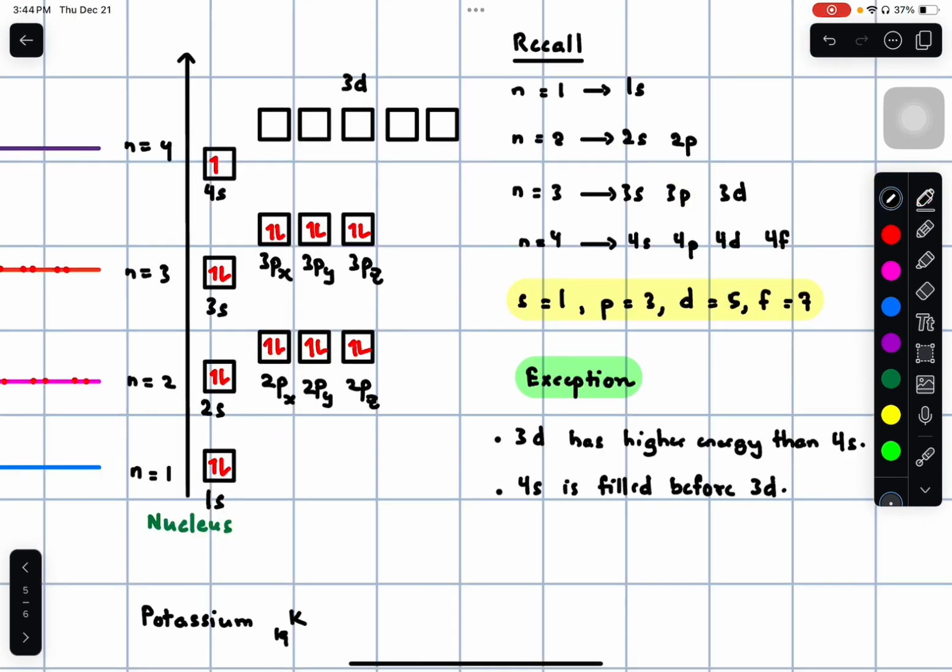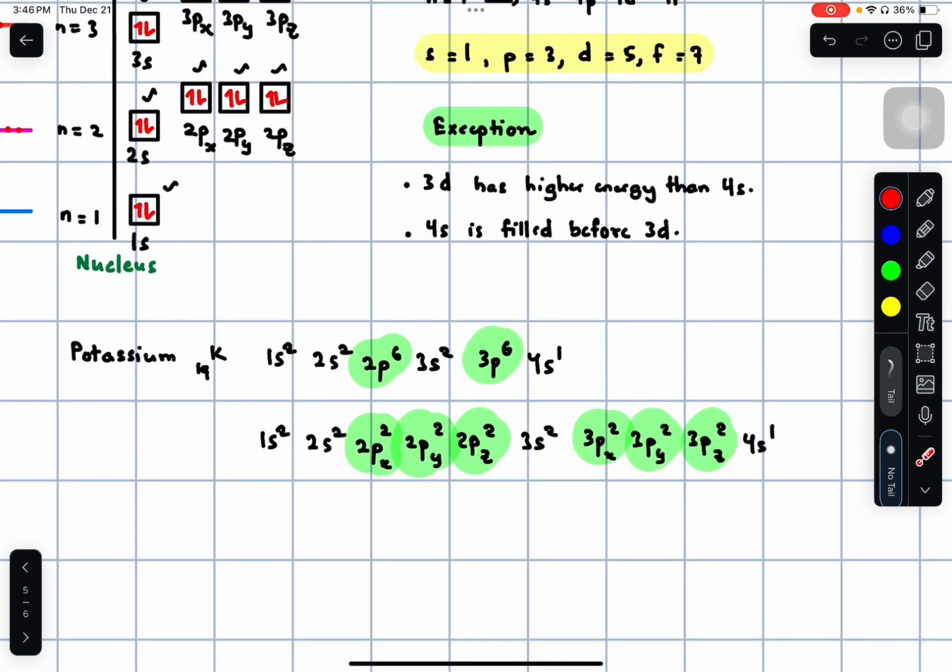Now, how do we write the ground state similar to the one that we see at the beginning of the video? Well, it will start with 1s2, 2s2, 2p6, 3s2, then 3p6, then 4s1. In the exam, you are asked to write down the ground state or the electron configuration.